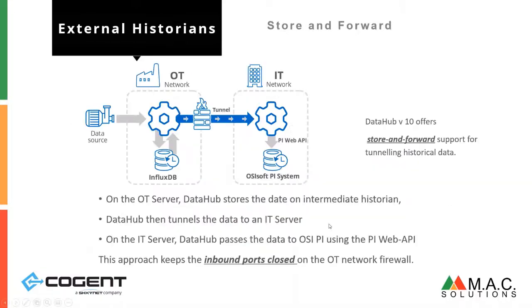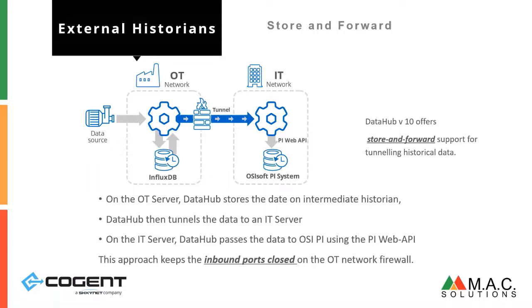Now, Xavier, coming to the external historians, we've established the fact that we've got native functionality built into DataHub that we can communicate to a local instance of an external historian. But how do we scale it when you have a remote instance of external historian and you would like to send that data across the network? And you don't want to lose any data, how would you do that?